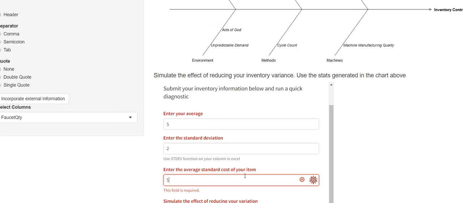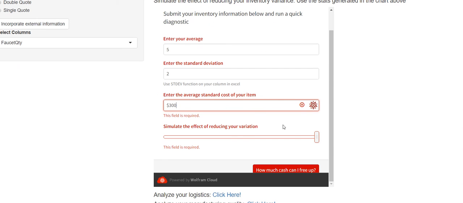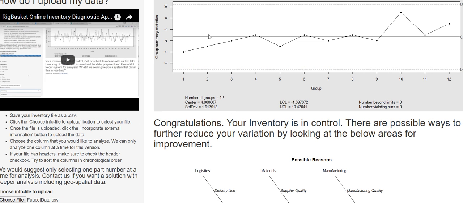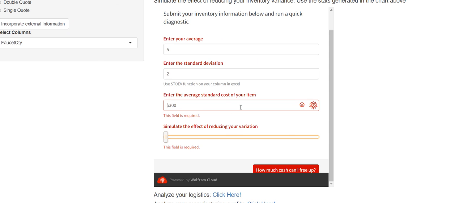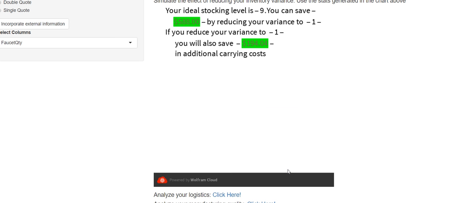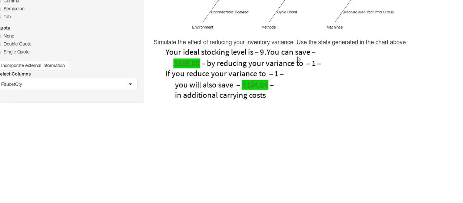And then the average cost, let's say, is $300. And let's see what happens if we reduce our variation. So our variation is pretty good. It's not that high, but if we reduce it from 2 to 1, let's see what exactly happens. And let's see how much money we can save and what our optimal stocking level is, just purely based on our data, so that we never run out. Ideal stocking level 9. You can save $588 by reducing variance to 1. And then an additional carrying cost as well, which includes storage costs based on all our research.